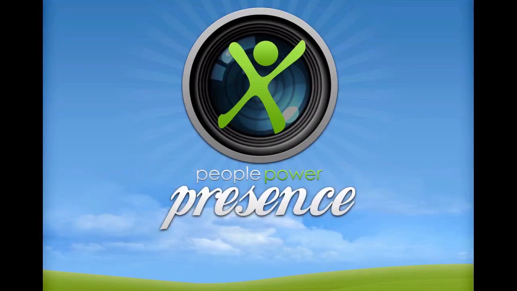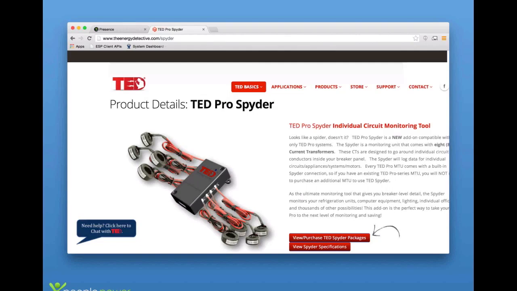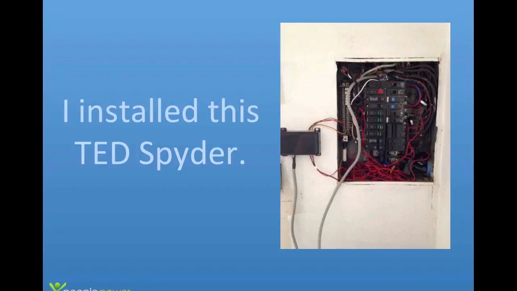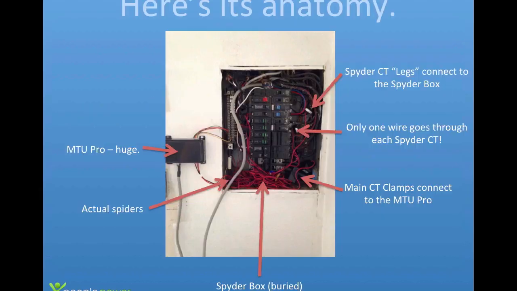TED Spyder is a whole home energy meter that connects to the People Power IoE platform and Presence. It will measure your whole home power and energy, and it can measure down to the individual circuit level with these TED Spyder legs.